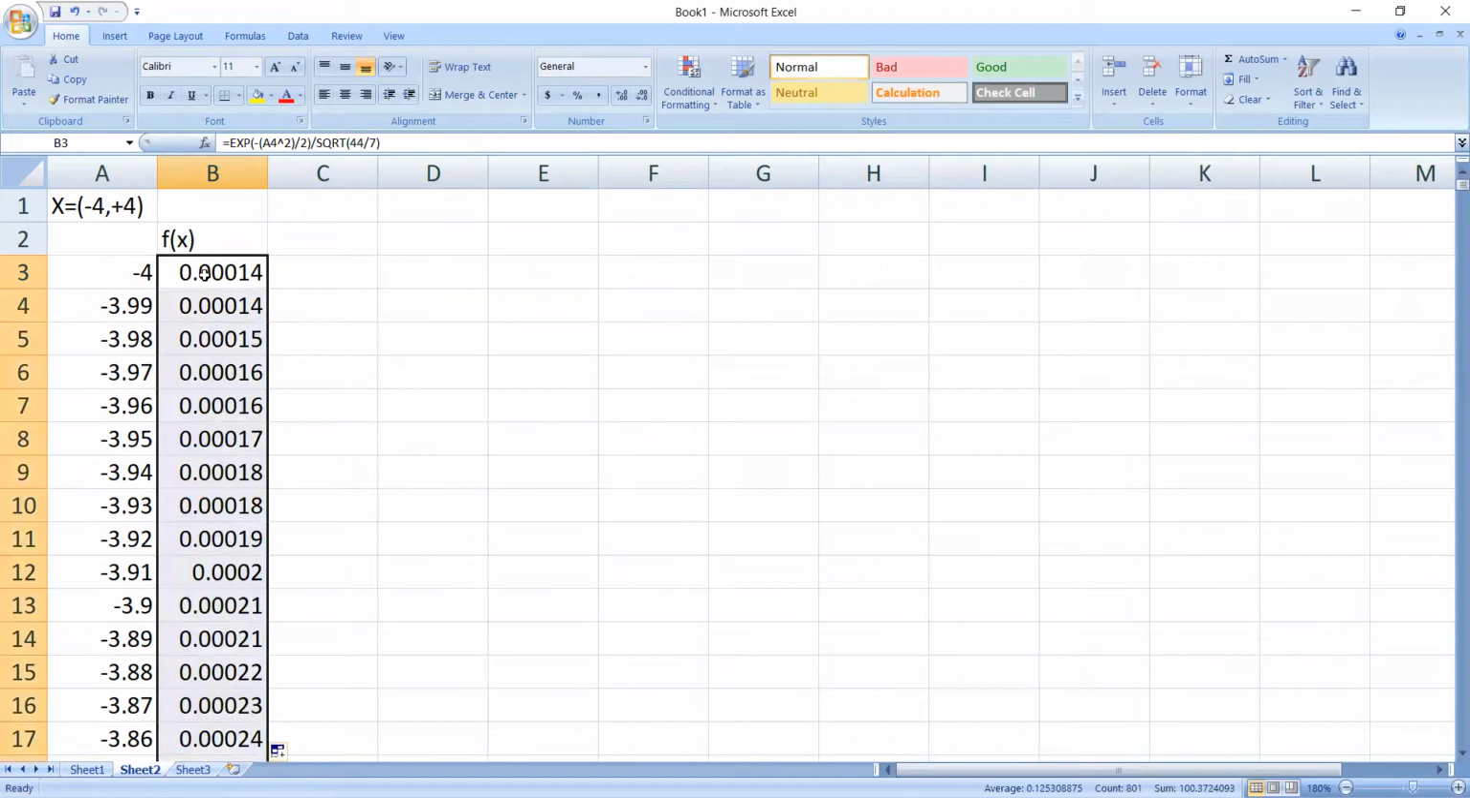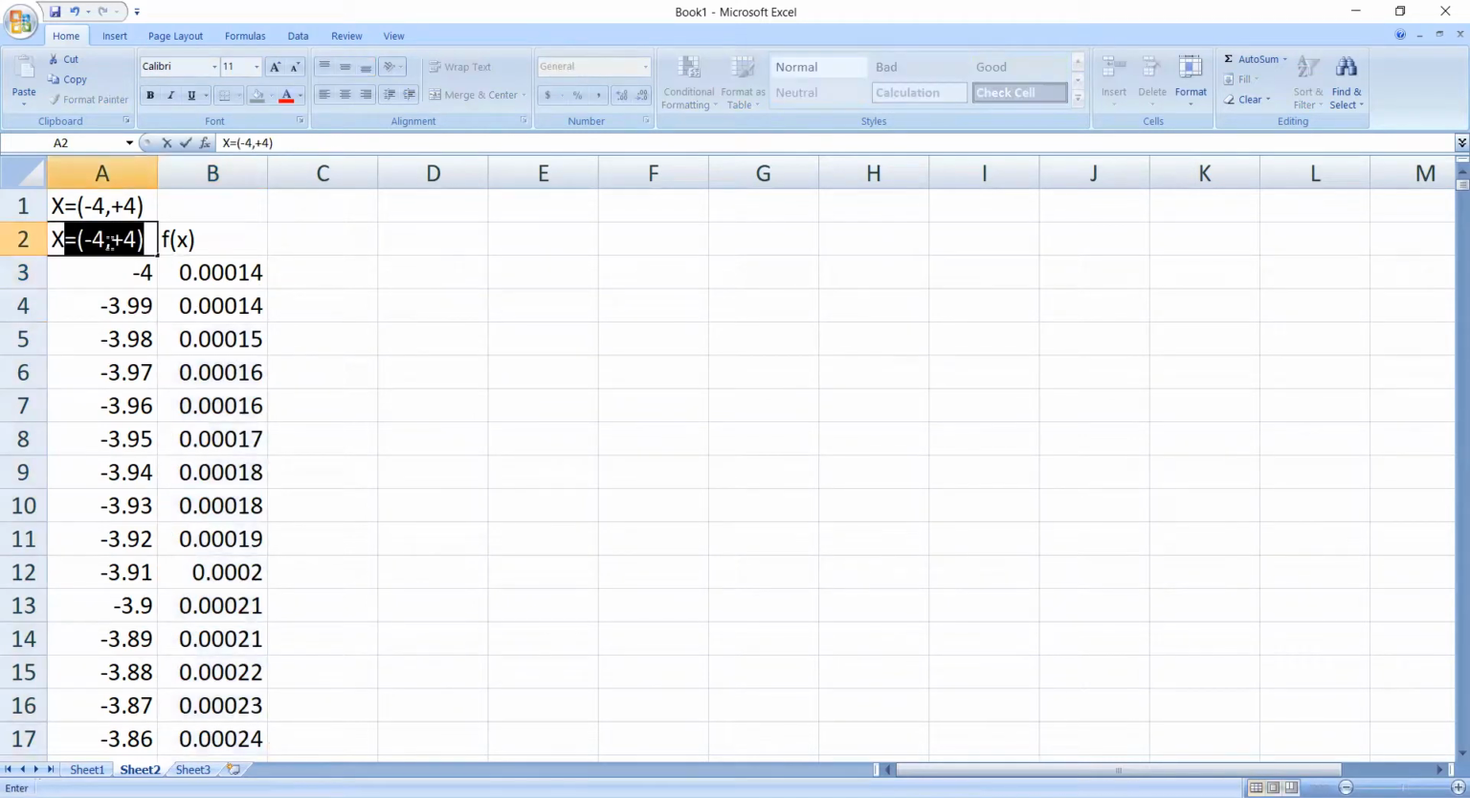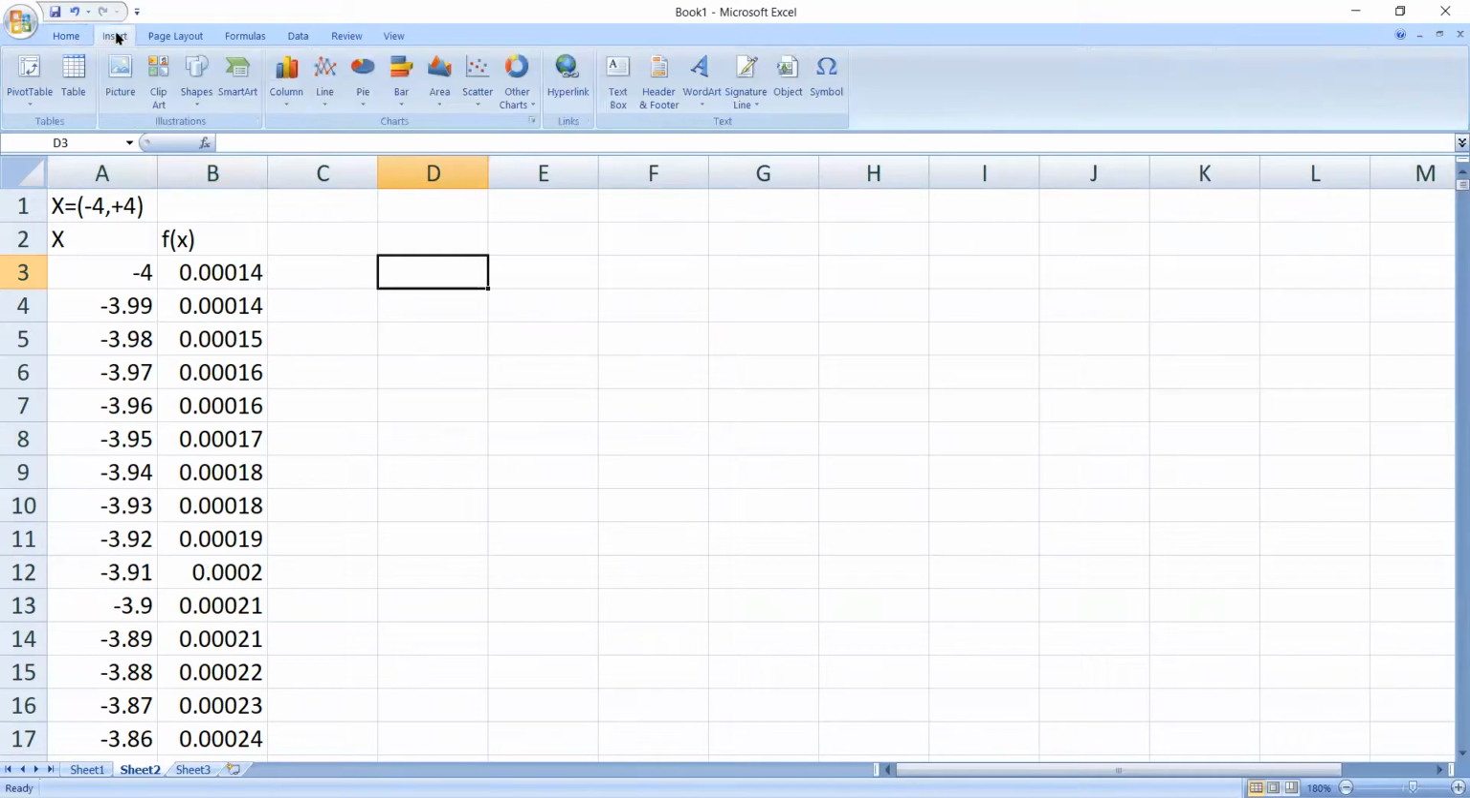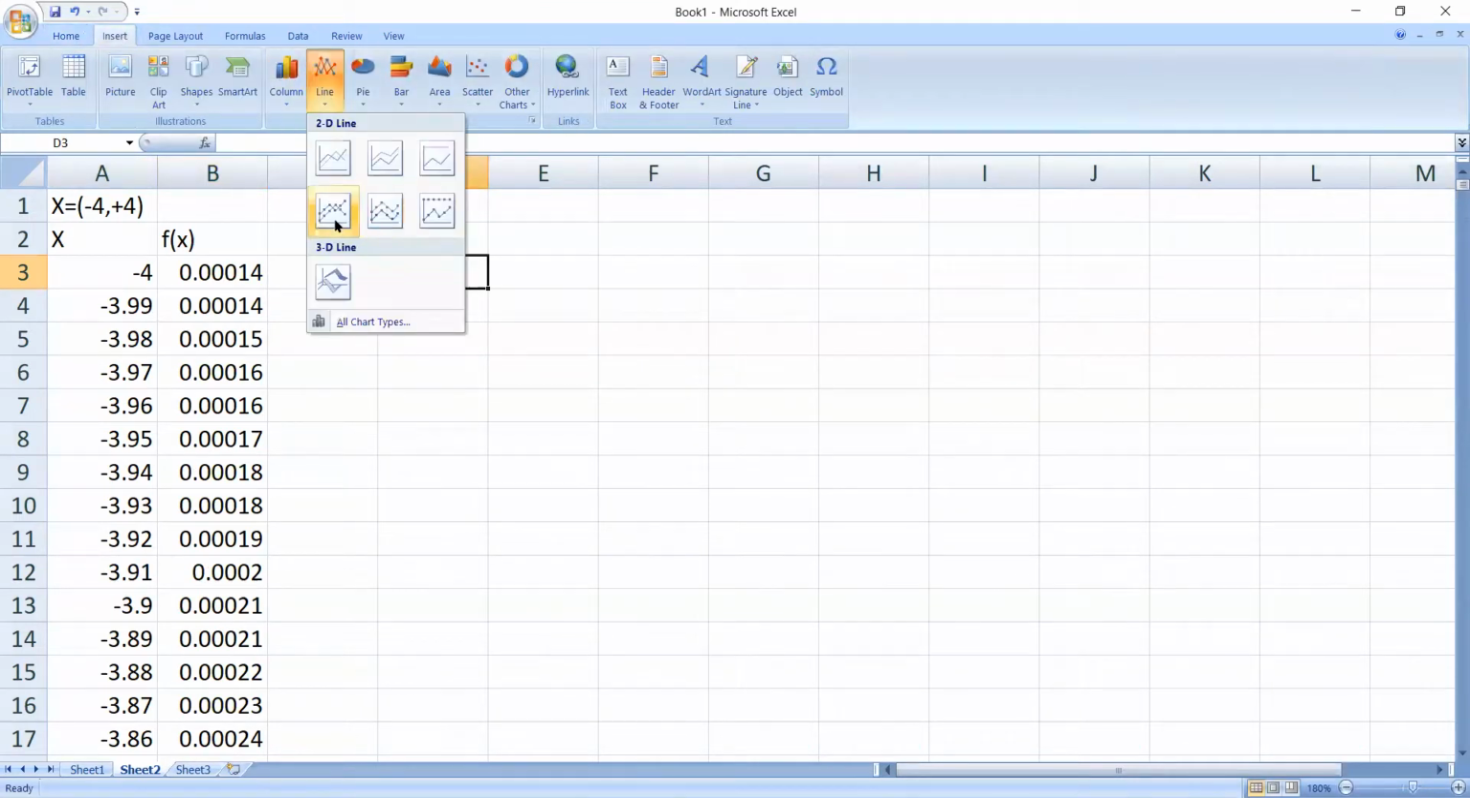I'll obtain this for each and every case. So I have x, I have f of x, which is obtained from the normal density. Now I try to obtain the graph of that.